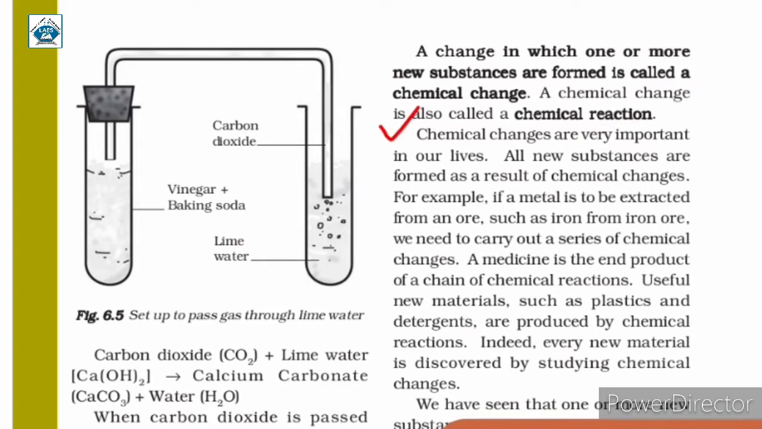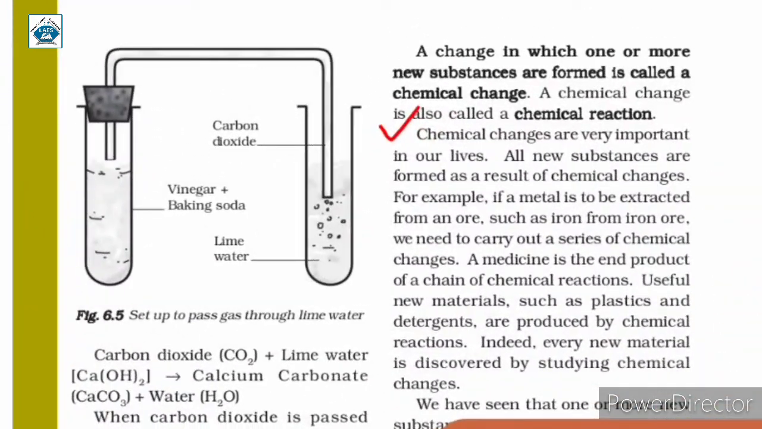Chemical changes are very important in our lives. All new substances are formed as a result of chemical changes. For example, if a metal is to be extracted from an ore, such as iron from iron ore, we need to carry out a series of chemical changes. A medicine is the end product of a chain of chemical reactions. Useful new materials such as plastic and detergents are produced by chemical reactions. Indeed, every new material is discovered by studying chemical changes.